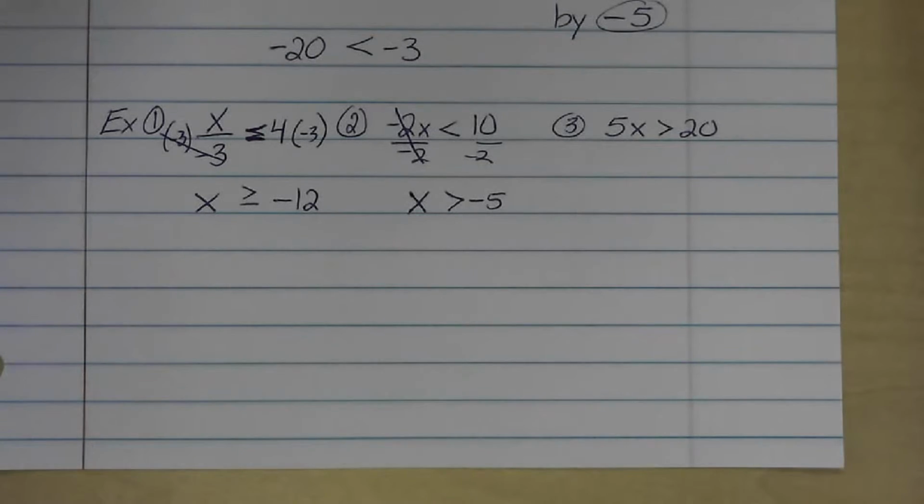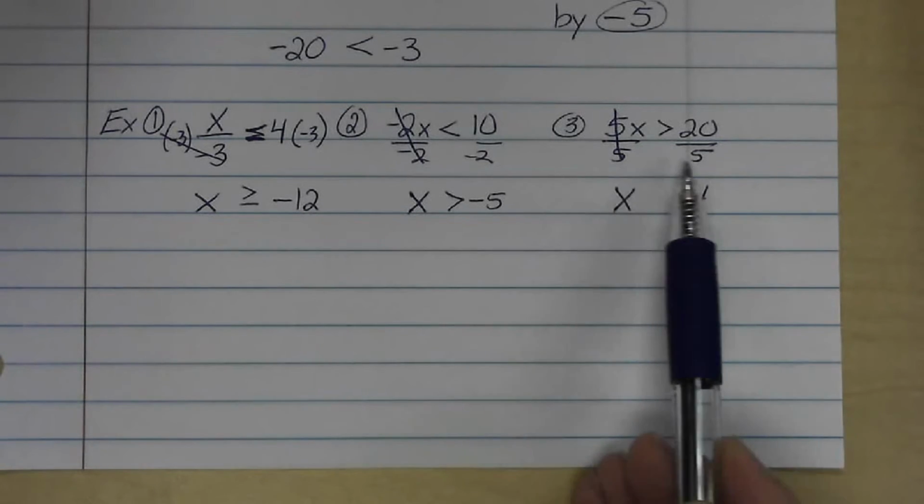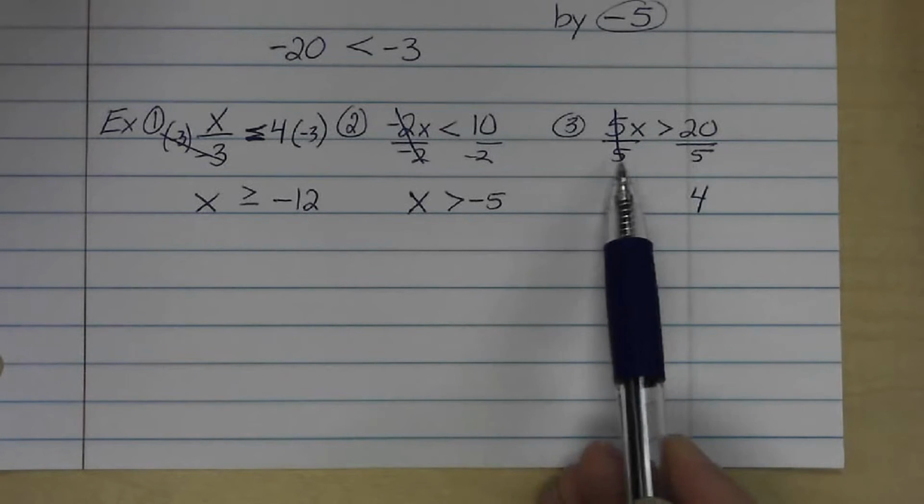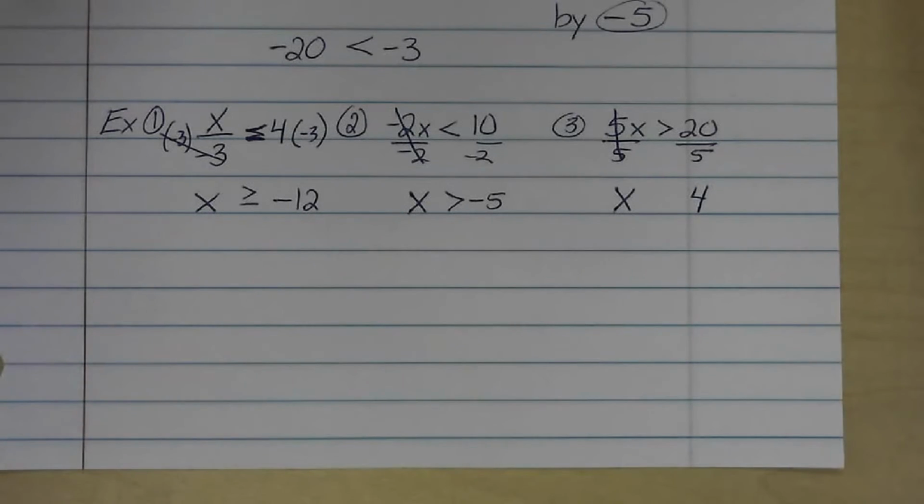Now let's take a look at the third one. 5 times x is greater than 20. The opposite of multiplying by 5 is dividing by 5, so I'm going to divide by 5 on both sides. On the left, the 5's cancel. On the right, 20 divided by 5 is 4. And here, did I multiply or divide by a negative number? No. So the symbol is not going to be reversed.